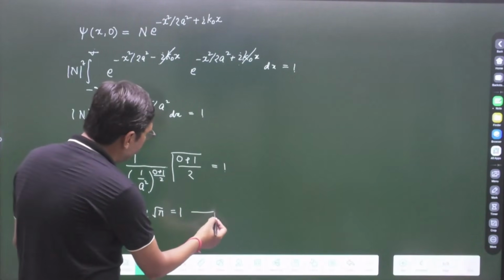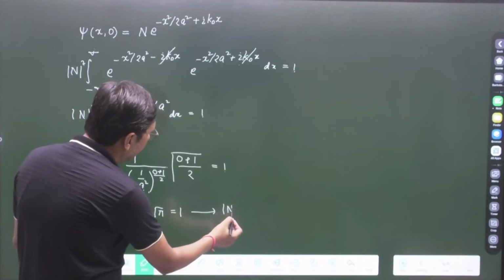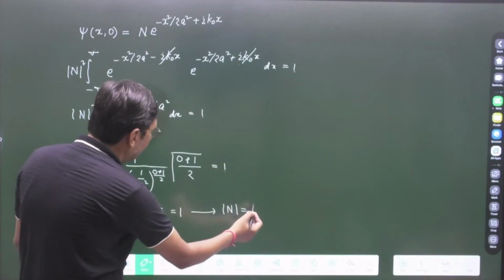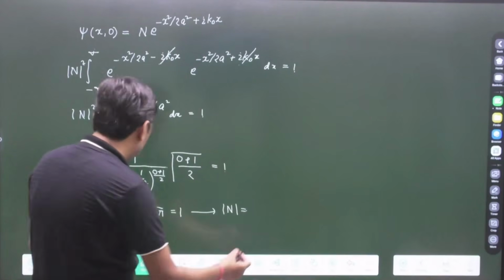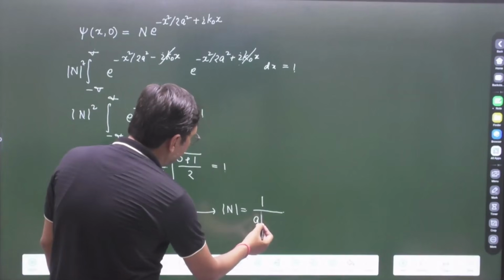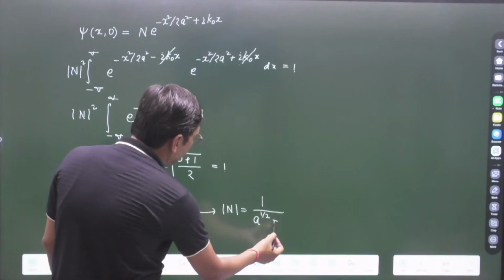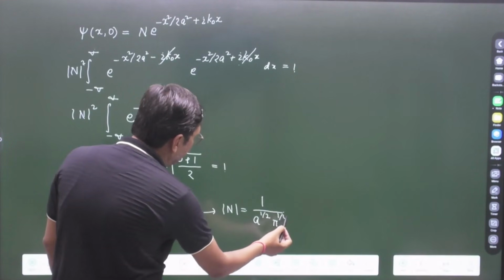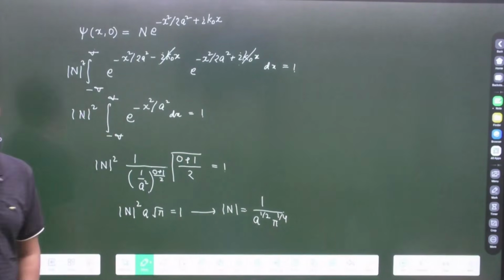So from here normalization constant, this will be equal to कितना होगा बेटा ये, this will be 1 upon a to the power 1 by 2 and pi to the power 1 by 4. This should be the answer. This is normalization constant. Next question लिखिए. This question was asked in GATE 2005.